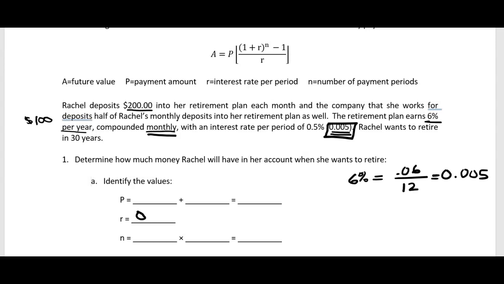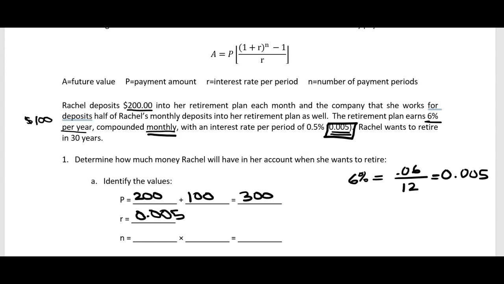So let's go ahead and put that in here. 0.005 is what we'll have for that rate. Now our P, remember we talked about up here, Rachel's going to put in 200 and her company is going to put in 100. So there's going to be a total deposit of $300 per month that is put into this retirement plan. Then N sometimes can get a little bit tricky too.